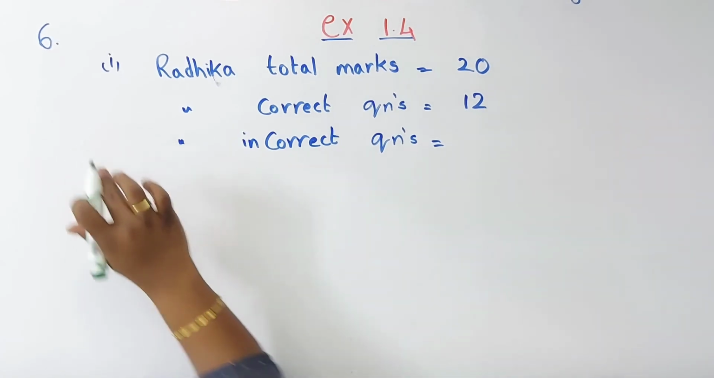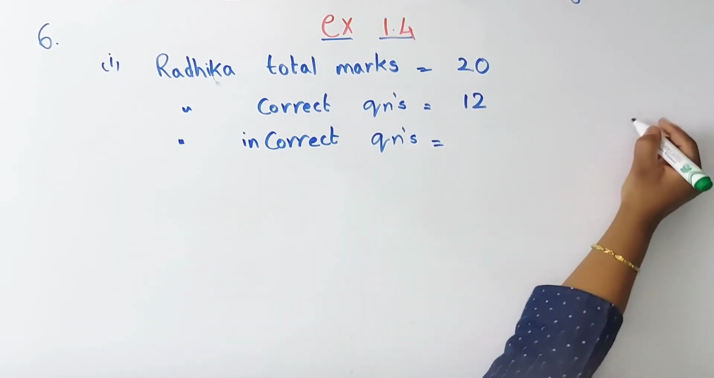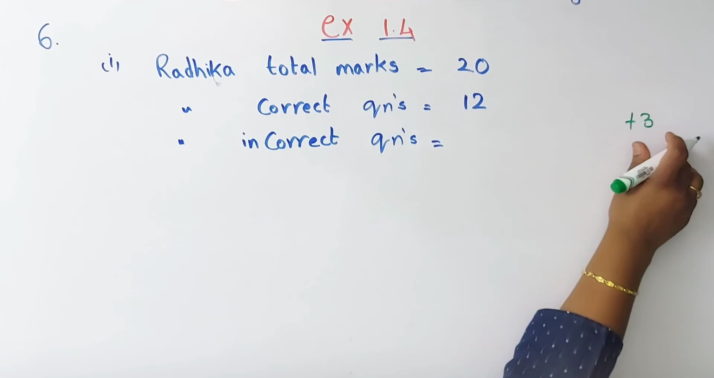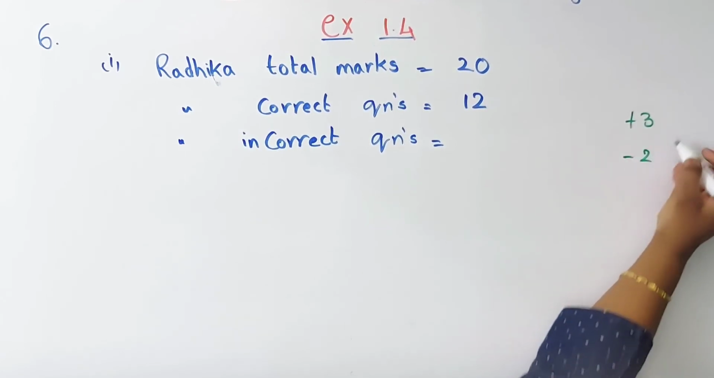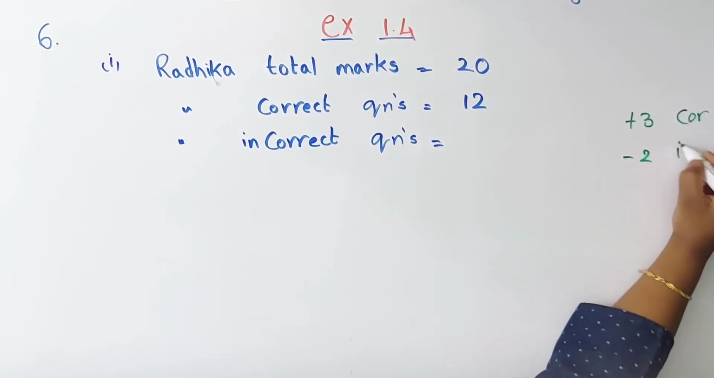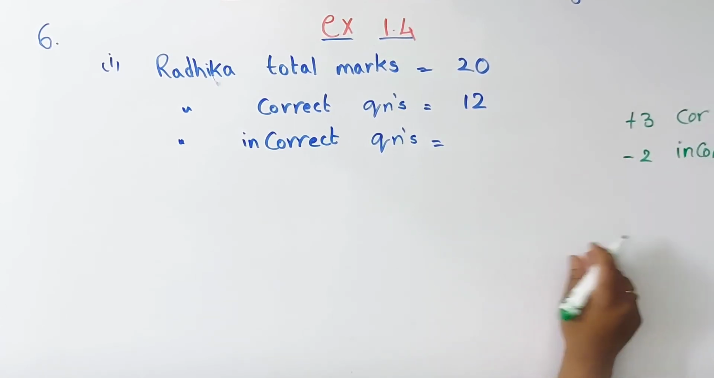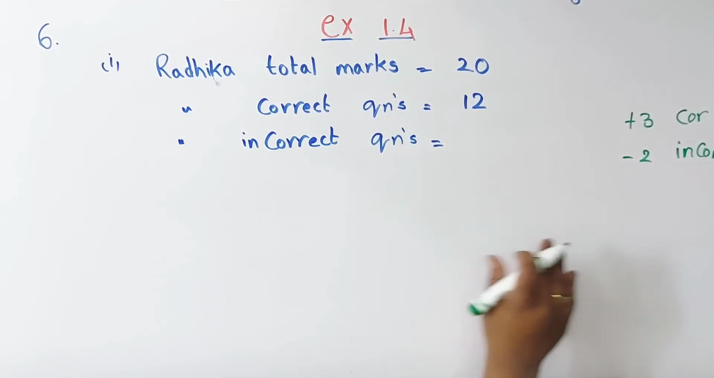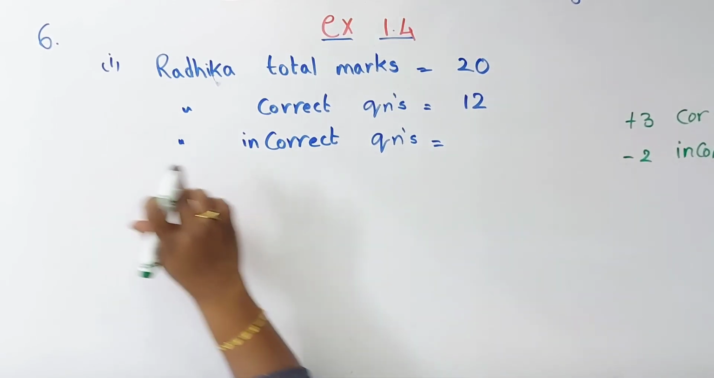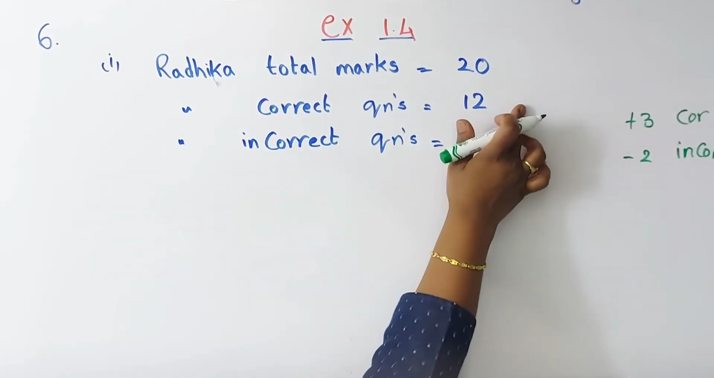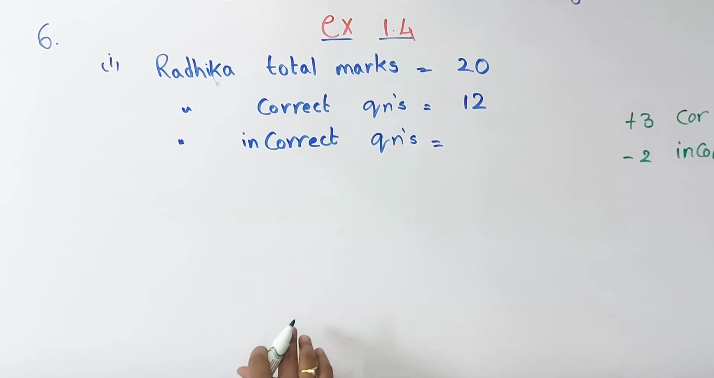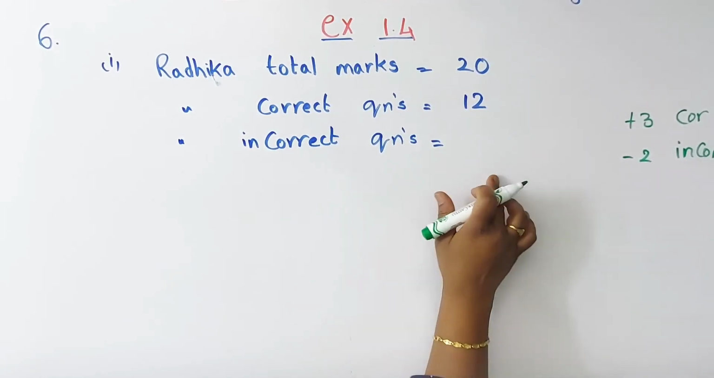Question number 6, children. In a class test, +3 marks are given for each correct answer and -2 marks for each incorrect answer, and no marks for not attempting any question. Now first question, Radhika scored 20 marks. If she got 12 correct answers, how many questions has she attempted incorrectly?